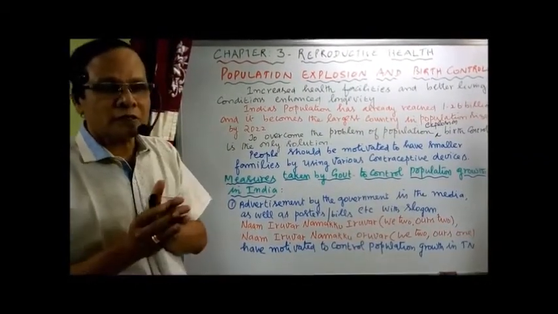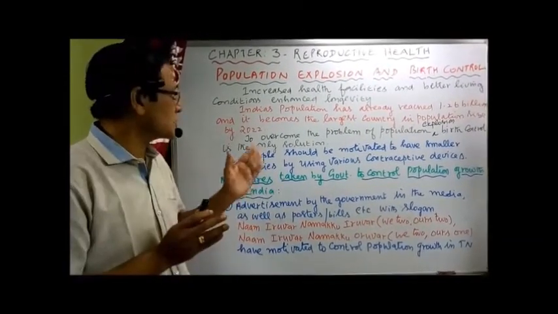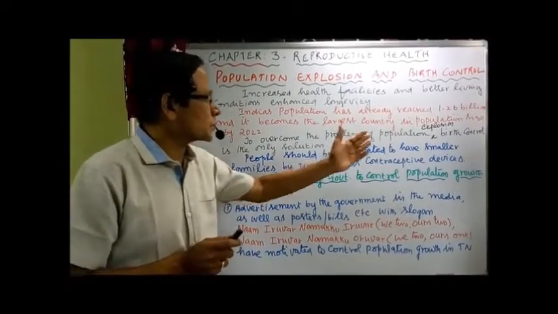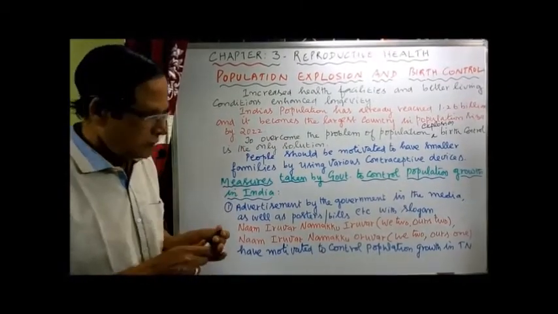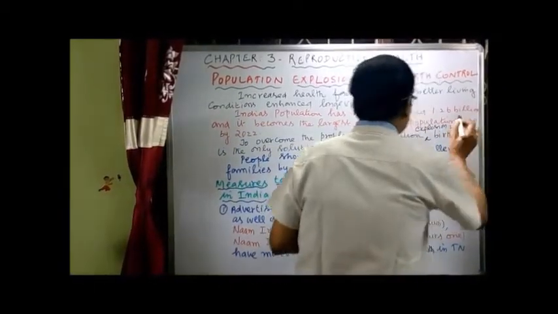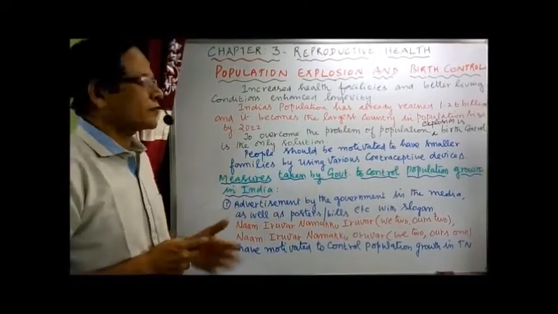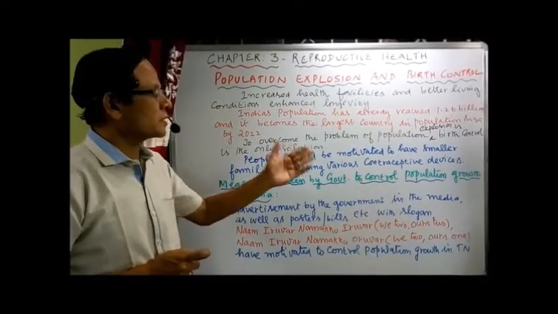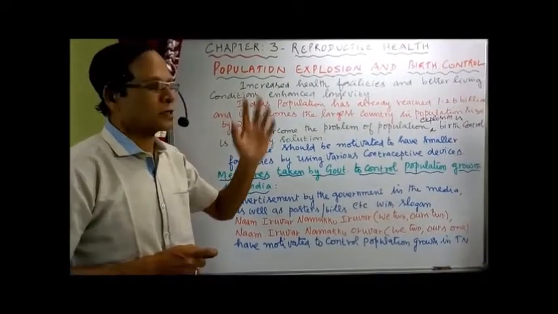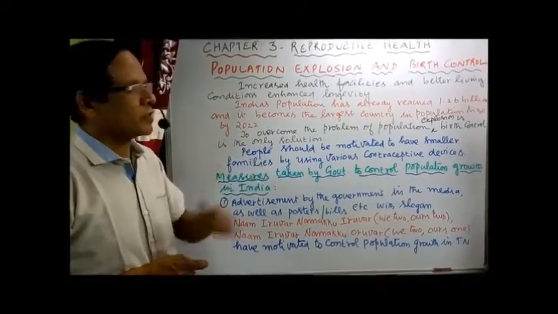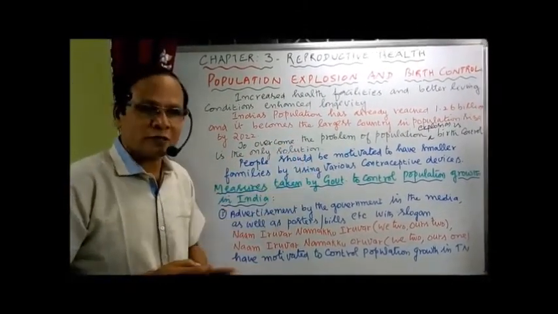What is the method to overcome the problem of population explosion or population growth? The only solution to the problem of population explosion is birth control. It's the only solution. So people should be motivated to have smaller families by using various contraceptive devices.